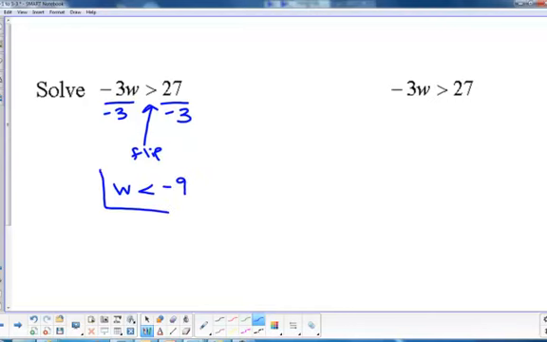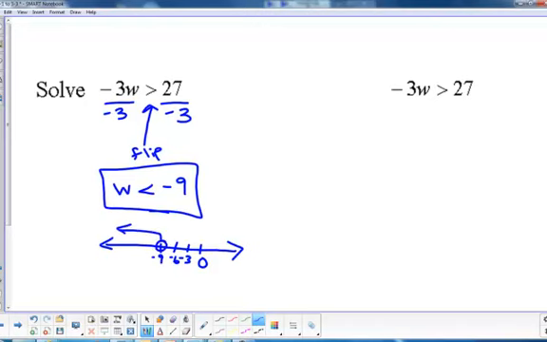Now, if you're feeling concerned that you did this right, let's pick a number and plug it in and make sure it works. So here's 0. Let's count by 3s. How's that? So I've got an open circle at -9 and an arrow to the left. It's a number smaller than -9. So -10 is a pretty easy number to plug in. It should work. It's in this shaded part.